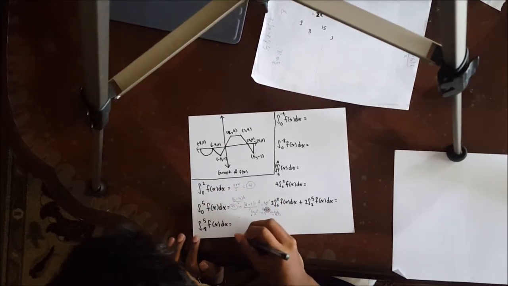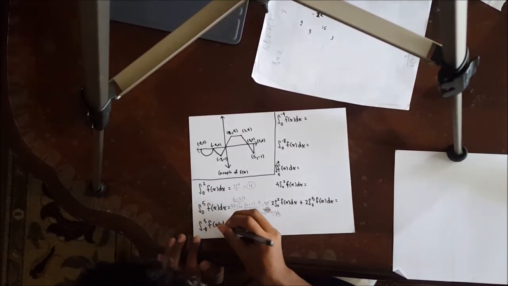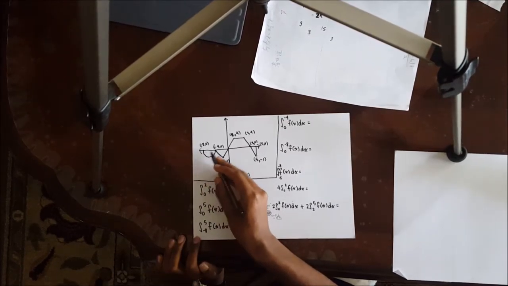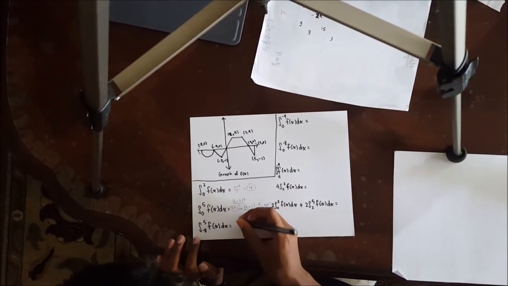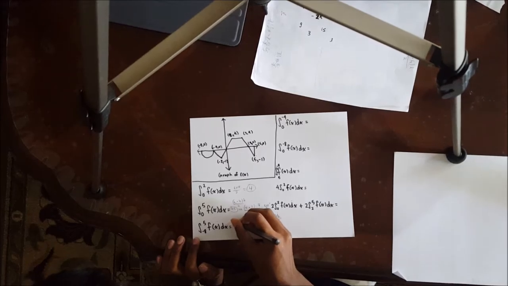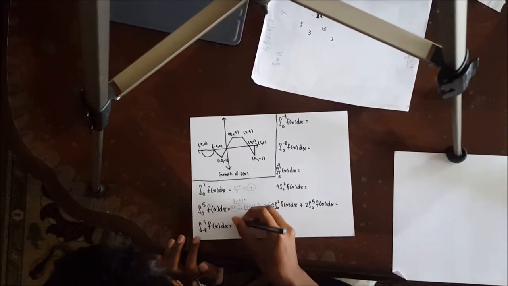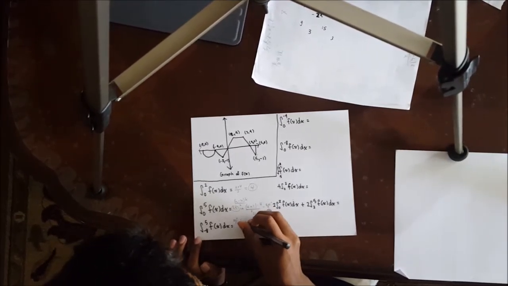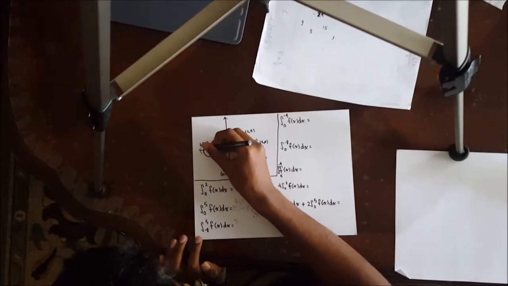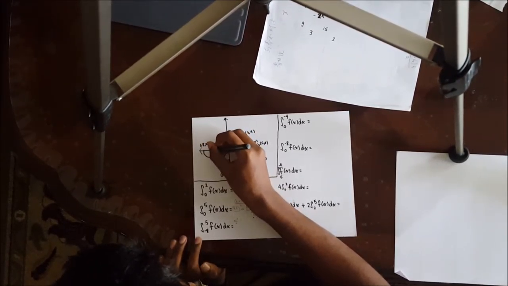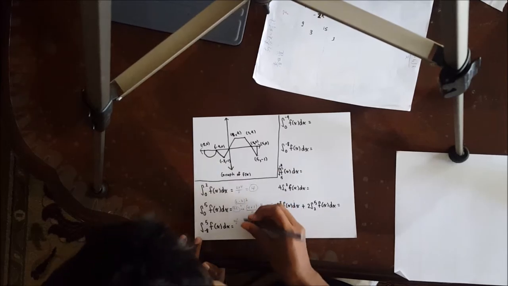Here, I'll write it here. Okay, so when you have negative 8 to 5, what you do is you take the area of this semicircle. So that's pi r squared over 2. And then our radius is 2, because our diameter from negative 8 to negative 4 is 4. That's our diameter, divide that by 2, you get 2 as your radius.